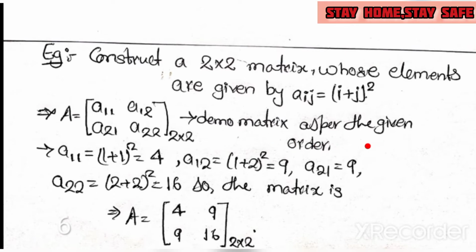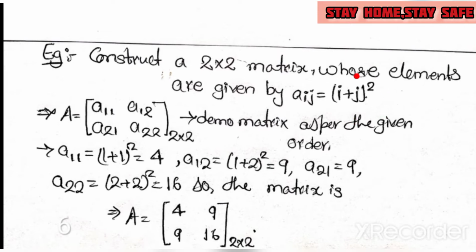Here we go by starting with the question. The question says construct a 2 by 2 matrix whose elements are given by aij is equal to (i plus j) whole square. Not only this, it can be anything here. It can even be i plus j only, or (i plus j) by 2, or any operation can be given here. So we just have to substitute the values of i and j in this formula to get the elements of the matrix.